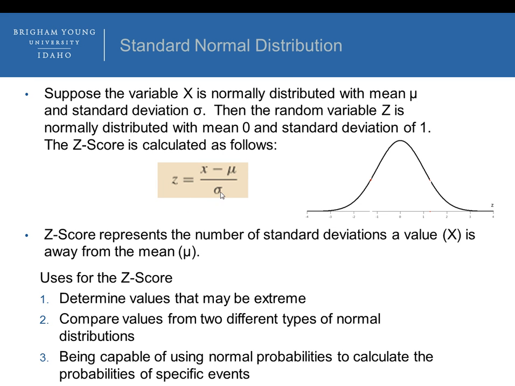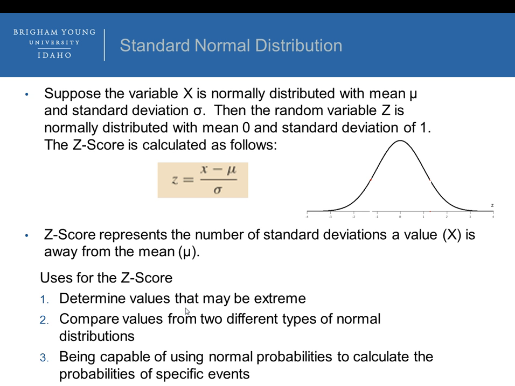Let me talk about this here, where z is equal to x, which is any given number, any data point, minus mu, and mu is the mean, divided by sigma, and sigma here is the standard deviation. Now when we calculate this, the z-score represents the number of standard deviations a value x is away from the mean.